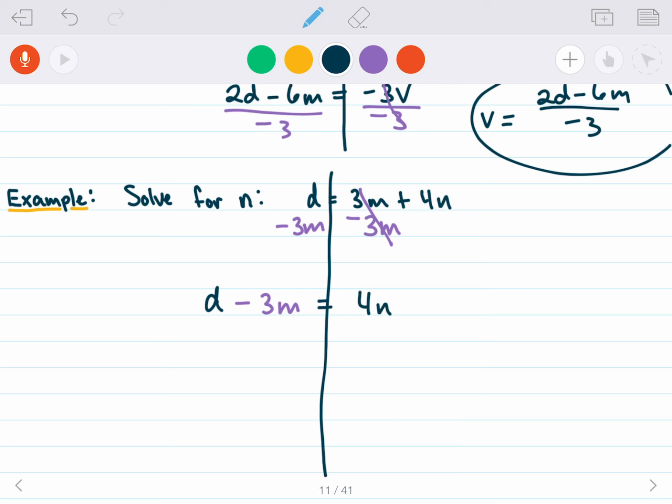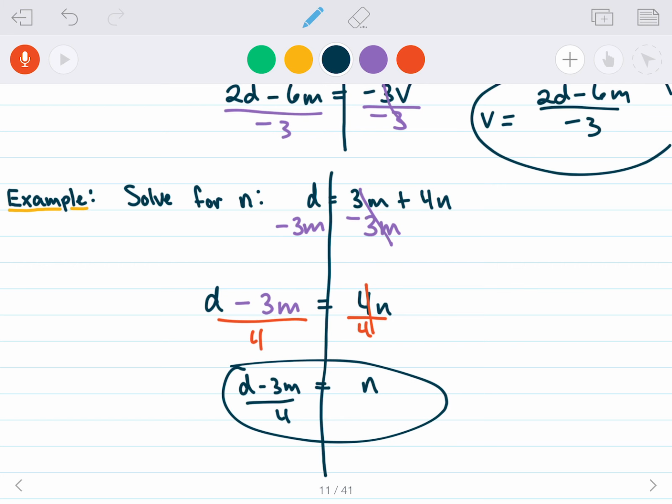Okay, now I want to get n alone, so on the right side, I need to undo multiplication of 4 by dividing both sides by 4. And I do get n by itself. n is going to equal (d minus 3m) over 4, and that is our answer.